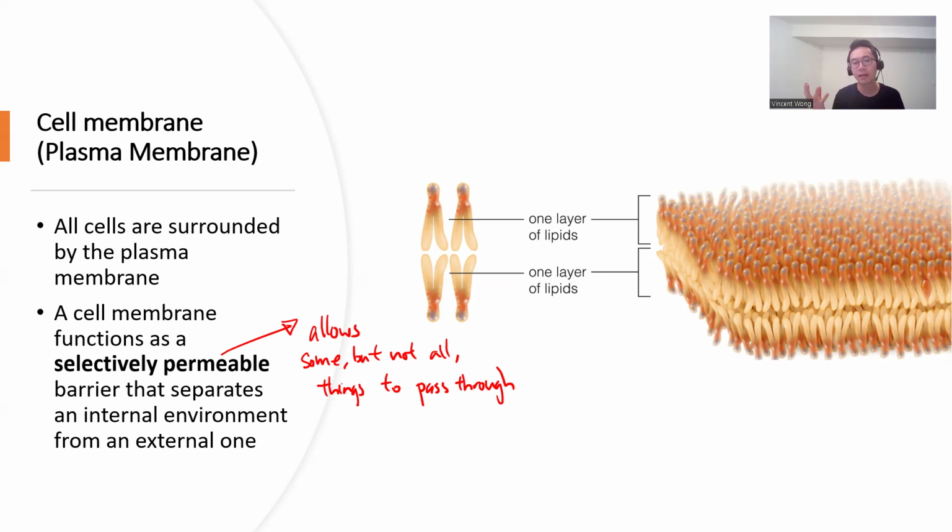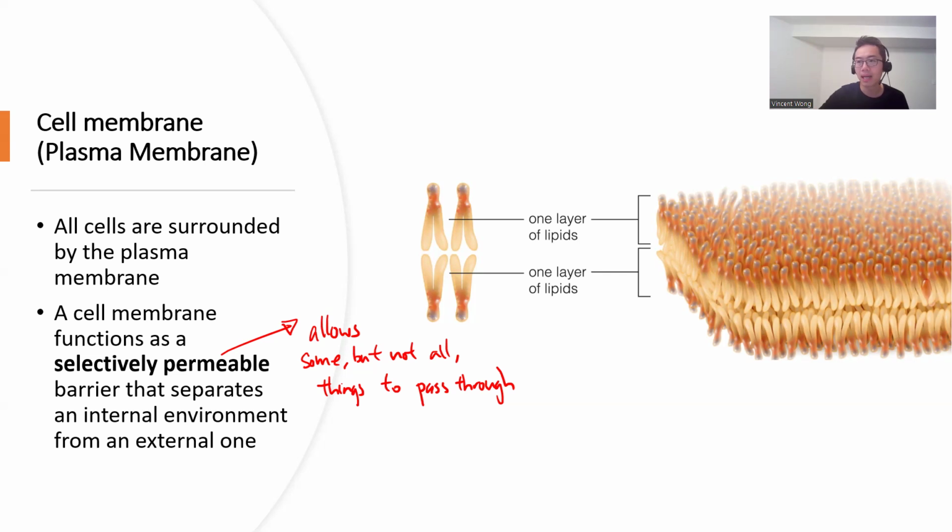So the cell membrane is selectively permeable. It allows certain things to come in while keeping others out. If it's bad for the cell, we try to keep them out. Is it a perfect system? No, not really. Sometimes harmful things do come in, but it tries its best to keep bad things out. Okay? Selectively permeable. What is the cell membrane made up of?